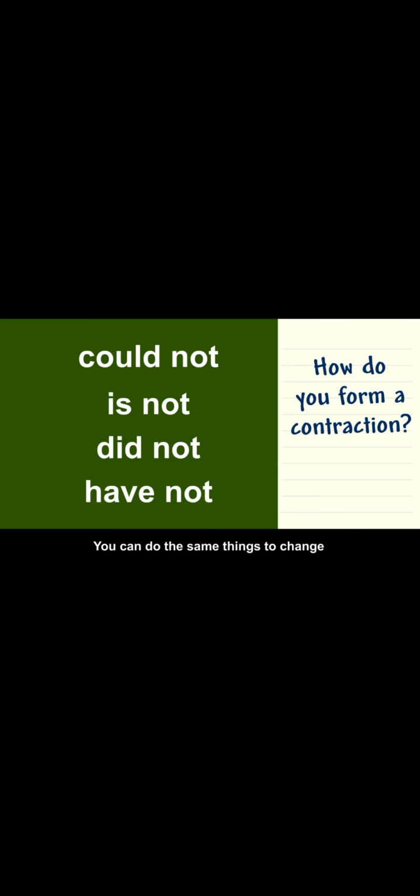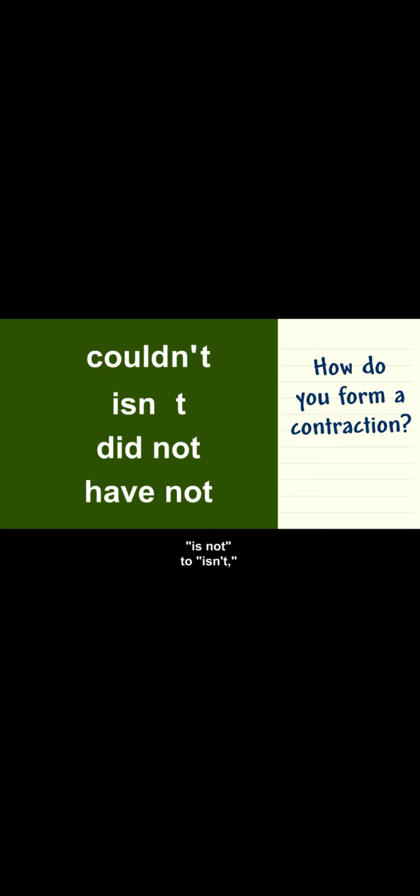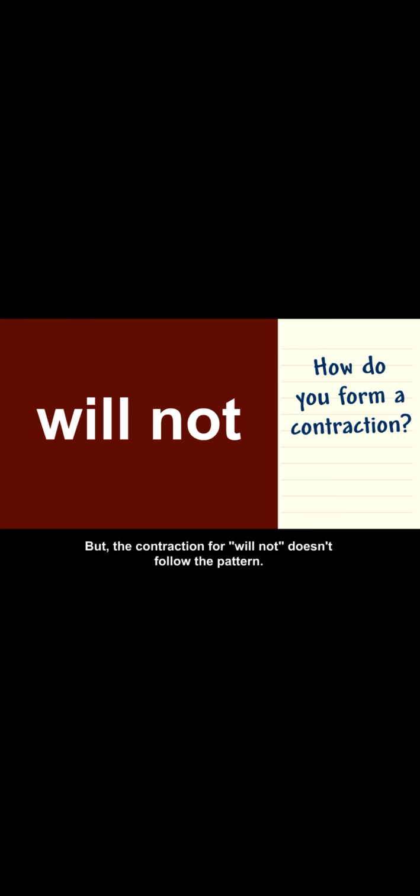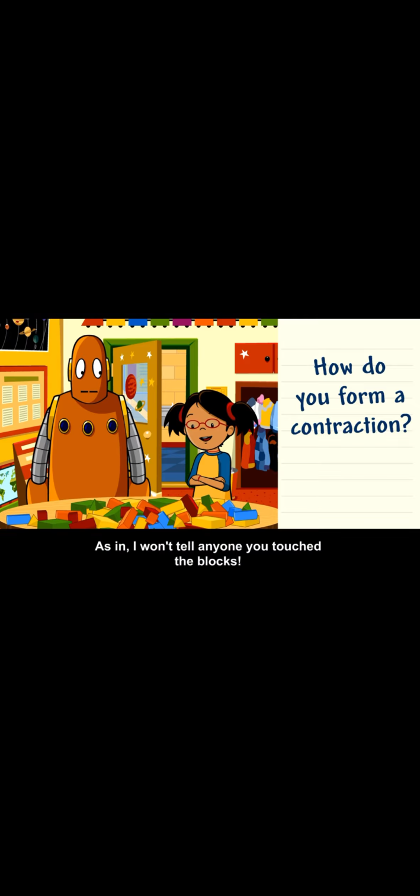You can do the same things to change could not to couldn't, is not to isn't, did not to didn't, and have not to haven't. But the contraction for will not doesn't follow the pattern. Its contraction is won't. As in, I won't tell anyone you touched the blocks.